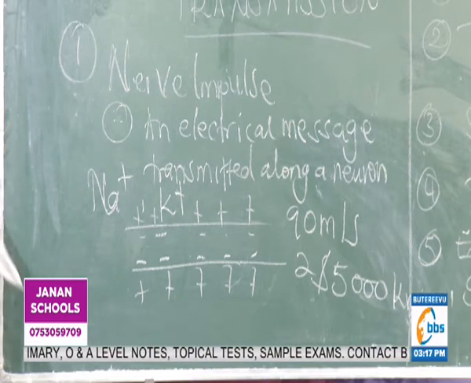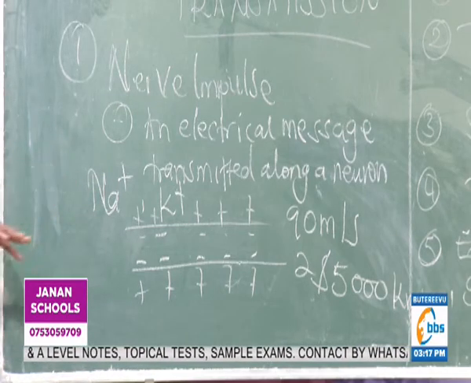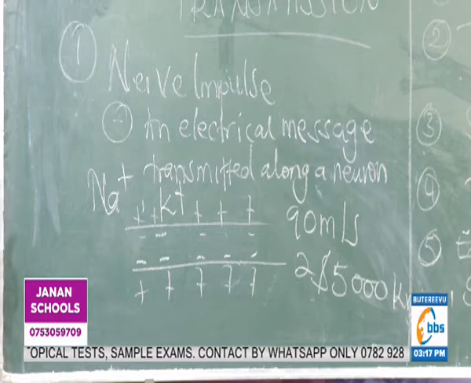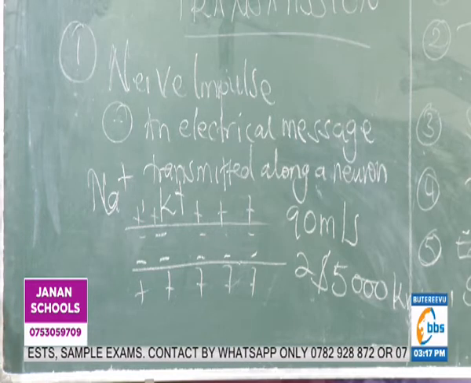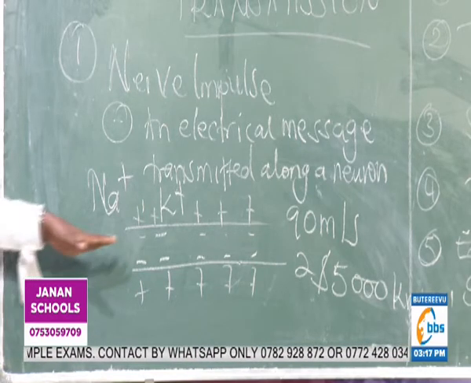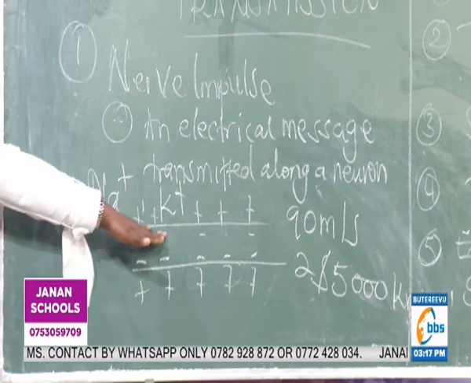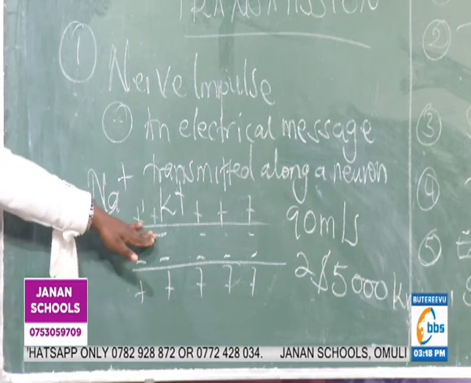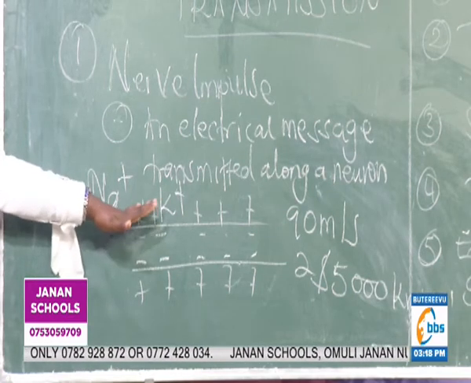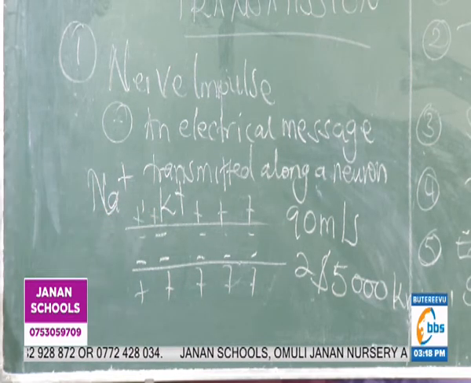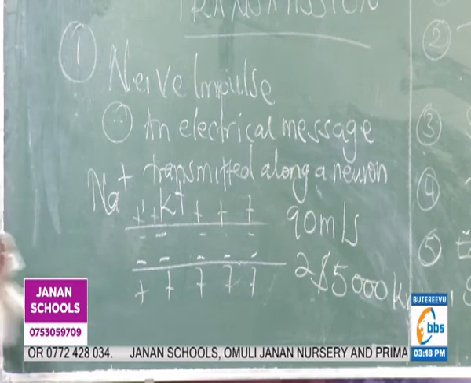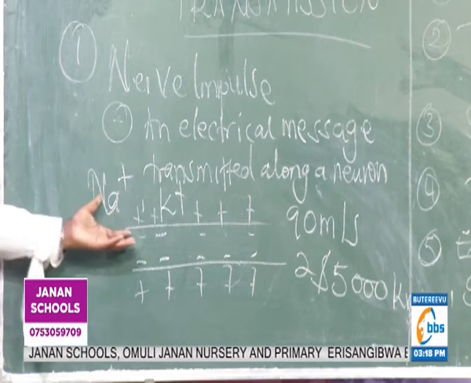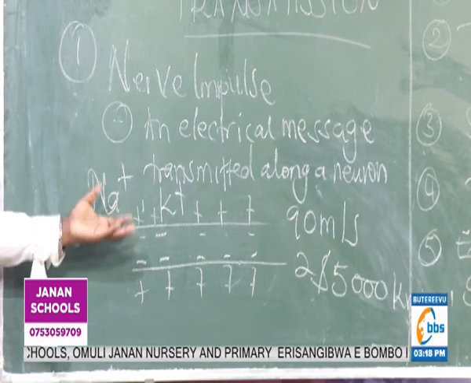If a neuron is not carrying any impulse, it's said to be resting. It's said to be in a resting phase, and it has a voltage of around negative 70 millivolts. In most cases, the number of negative ions inside the membrane is equal to the number of positive ions outside the membrane, making this neuron polar, or polarized. That is why we say this is a polarized neuron.